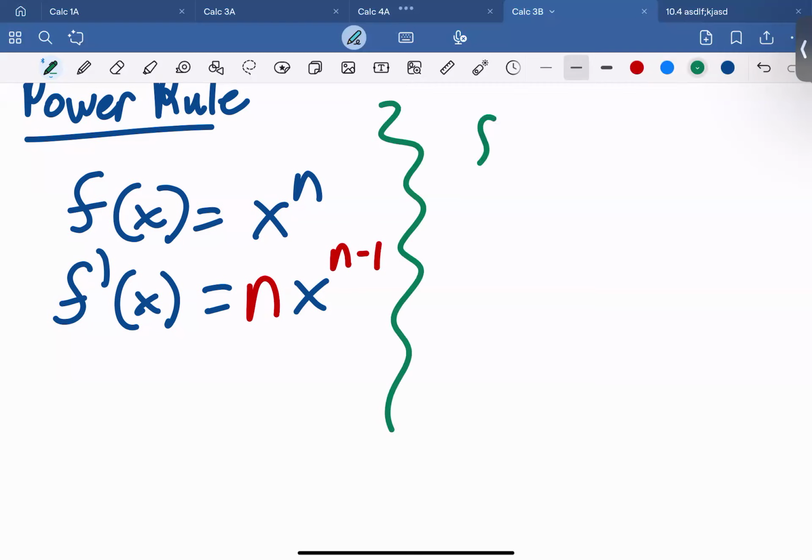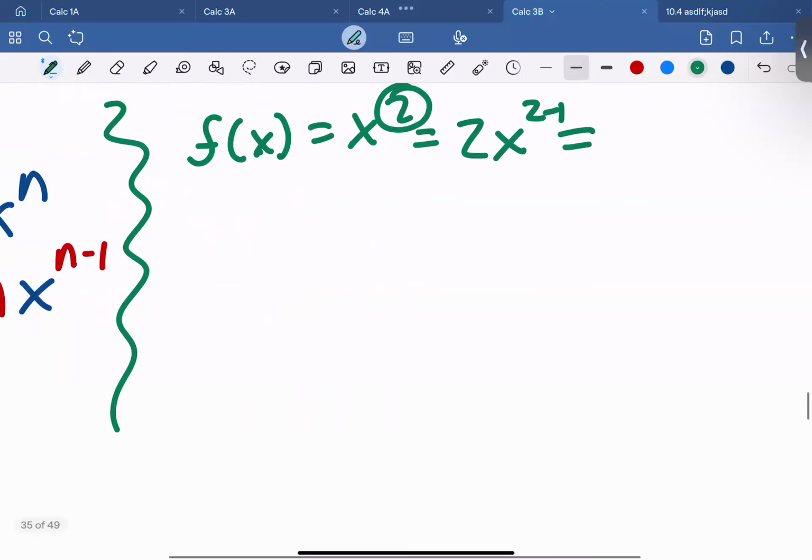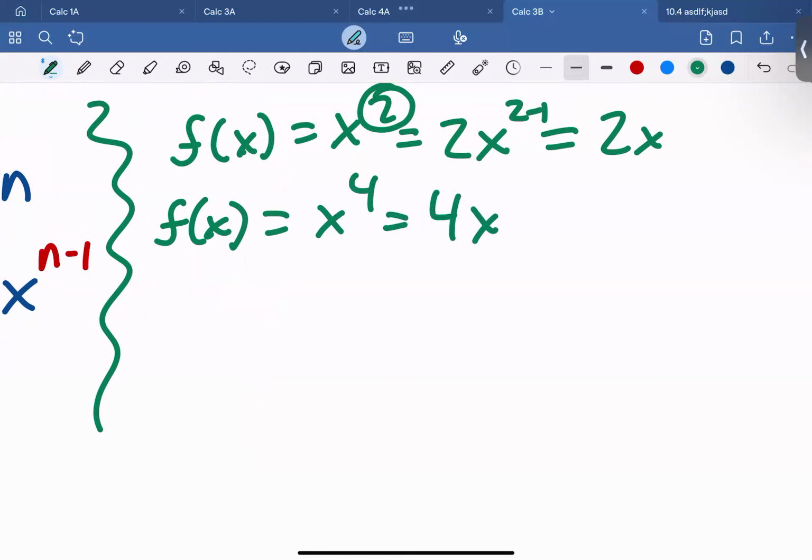Some examples. Let's say my function was x squared. How do I do the derivative of this? You're going to bring the n down, which in this case is the 2. So 2 times x, and then what is 2 minus 1? Just a 1. So your answer is 2x. Let's say we had x to the 4. It's the same idea. We bring that n down, and then we subtract 1 from our exponent.